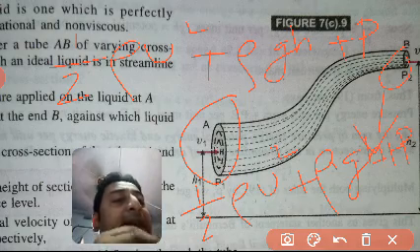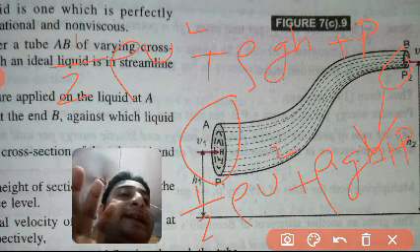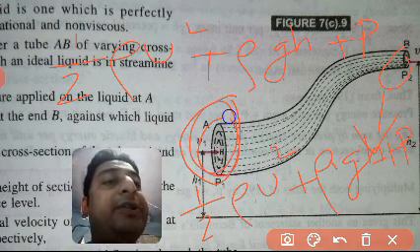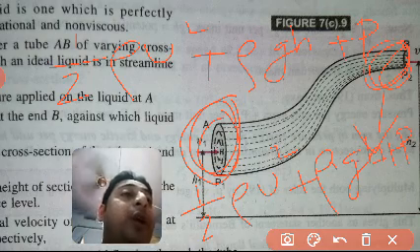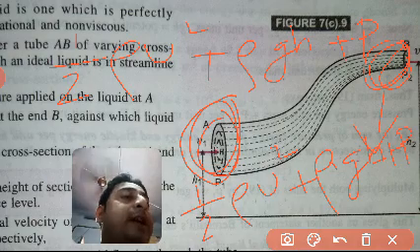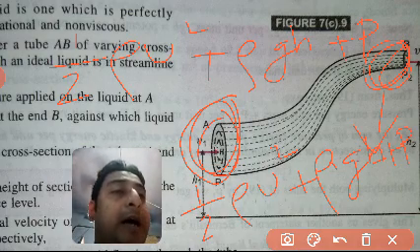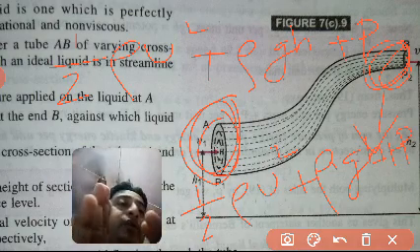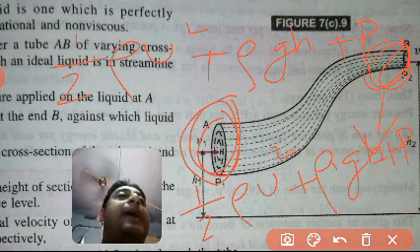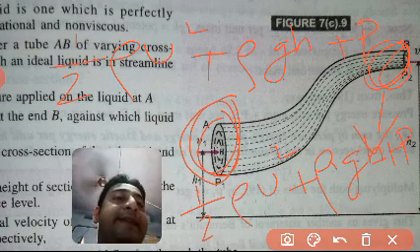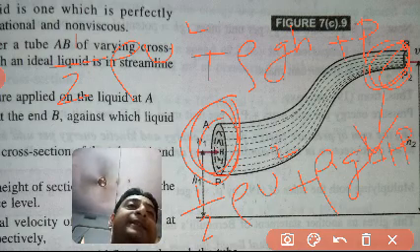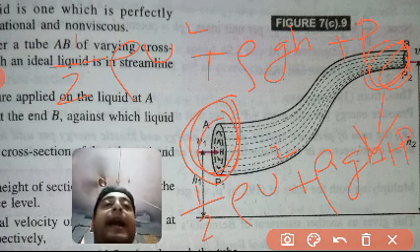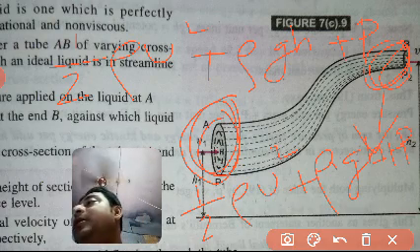So in both cases, the total energy entering this portion and the total energy of the fluid leaving this portion are the same, constant. That's why Bernoulli's theorem obeys the conservation principle of energy. It doesn't violate that principle. Okay.